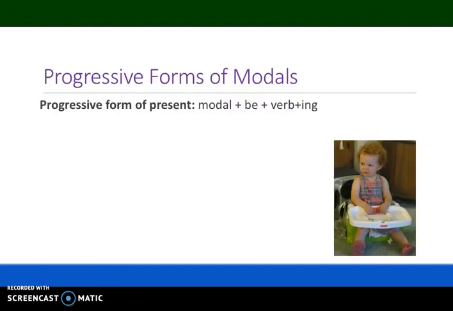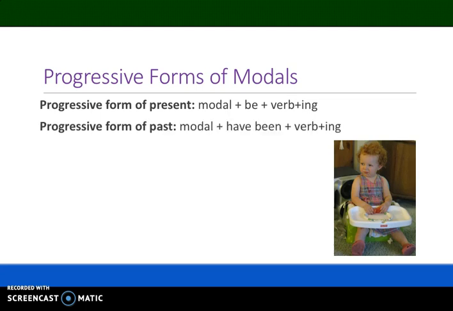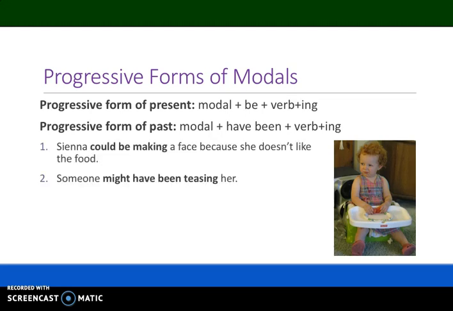We can use modals in the progressive form. The progressive form of the present is the modal with the be verb and a verb with an ing ending. The progressive form of the past is the modal and have been and the verb with the ing ending. Some examples. Sienna could be making a face because she doesn't like the food. So here we have an example of the progressive form of the present. We have our modal could, be, and the verb with the ing ending.